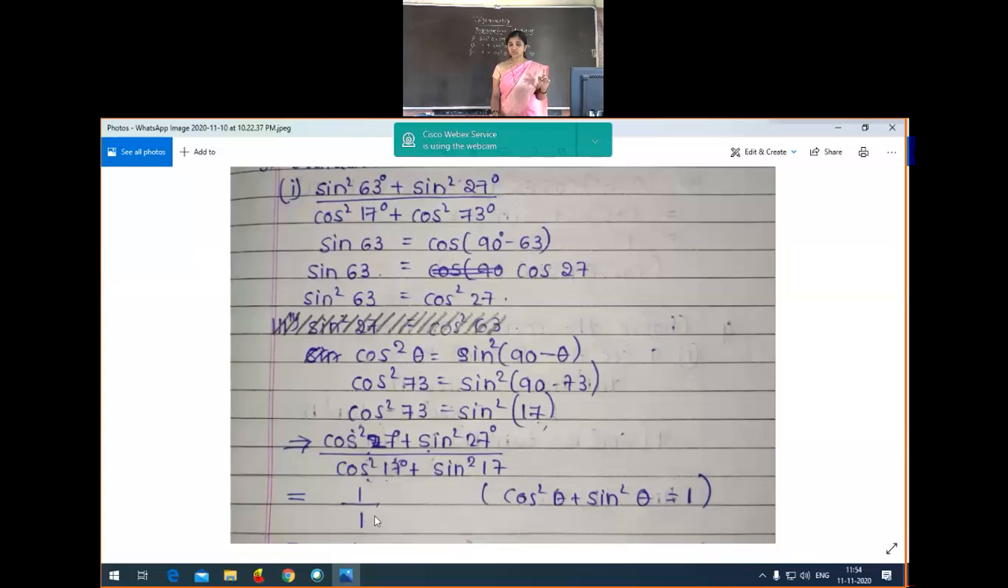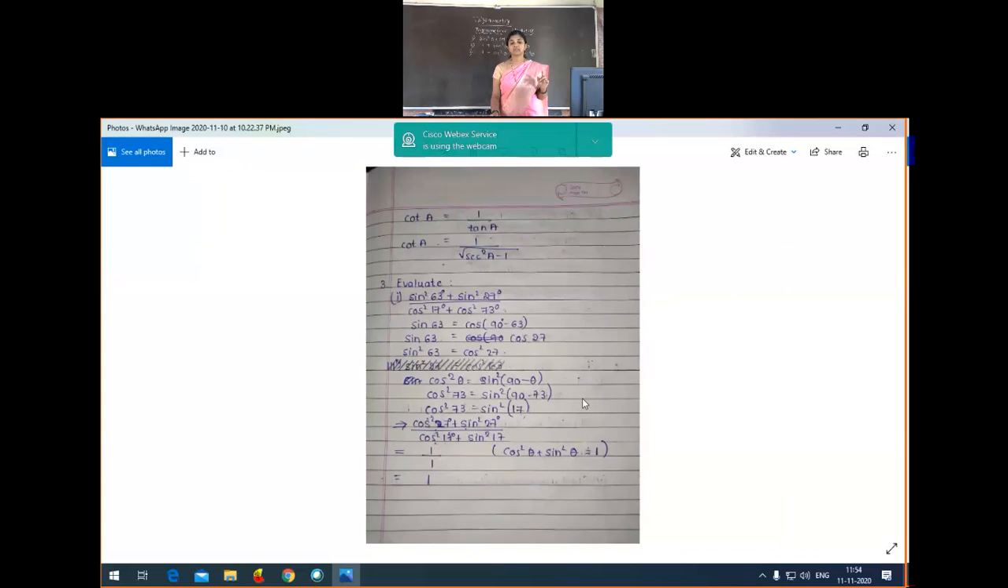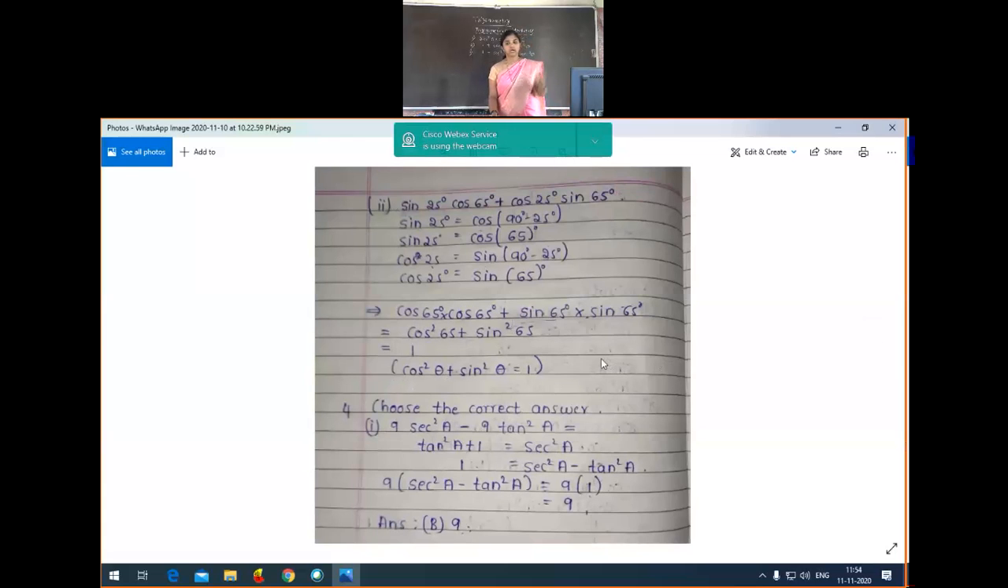Is that clear, students? This is a very simple question actually. Evaluate: so this is about the problem. Here we took the help of the topic trigonometric ratios of complementary angles. Okay, so we'll move to the next question now. Here in the third question, again one more question is there.